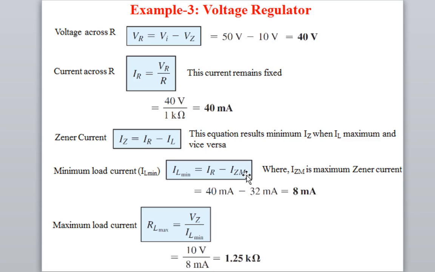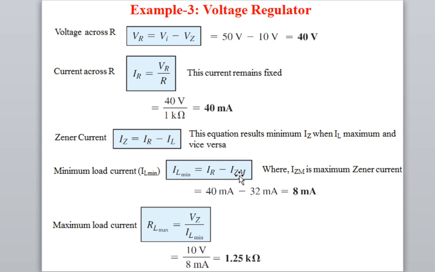How have I written this equation? Because I discussed, if IL will be maximum, then IZ will be minimum, because this IR is fixed. This current is fixed. If this current is fixed, obviously if this is maximum, this will be minimum. If this will be minimum, IZ will be maximum. So in order to find out IL minimum, we have to substitute IZ with the maximum current. So IL minimum is equal to IR minus IZ maximum.